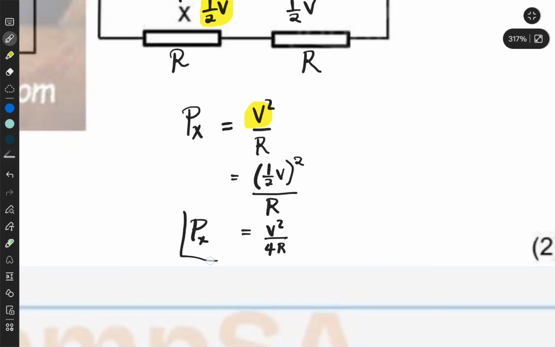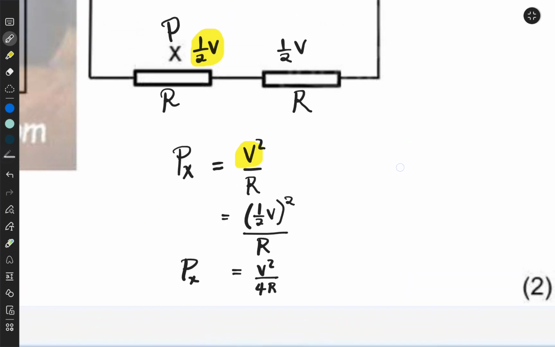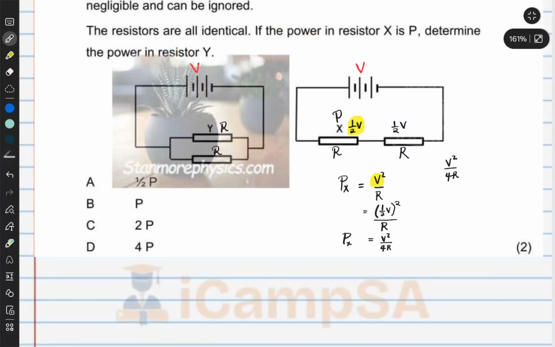So this is the expression, or rather the value of the power dissipated at X, equal to V squared over 4R. That's our value. So this is our P at X. What about Y? Let's go to Y.